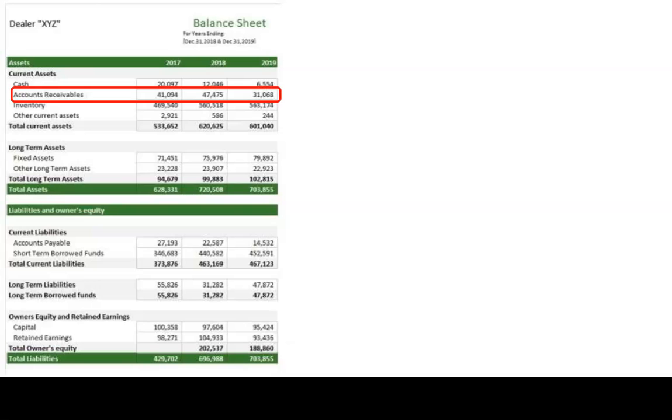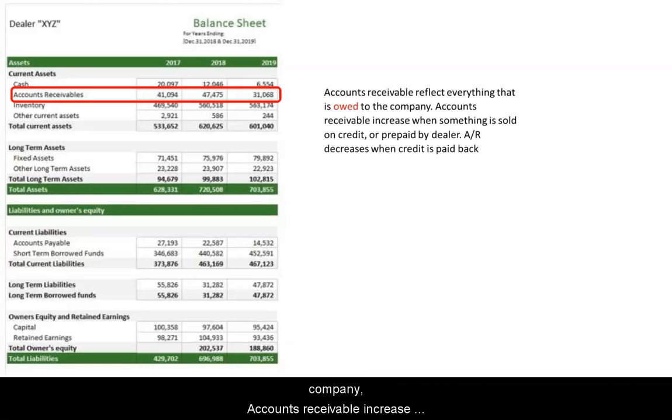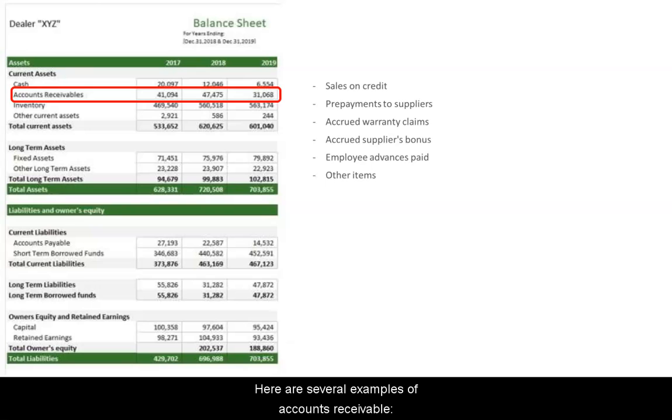Accounts receivable. Accounts receivable reflect everything that is owed to the company. Accounts receivable increase when something is sold on credit, and decrease when credit is paid back. Here are several examples of accounts receivable: sales on credit, prepayments to suppliers, accrued warranty claims, accrued supplier bonus, employee advances paid, and other items.